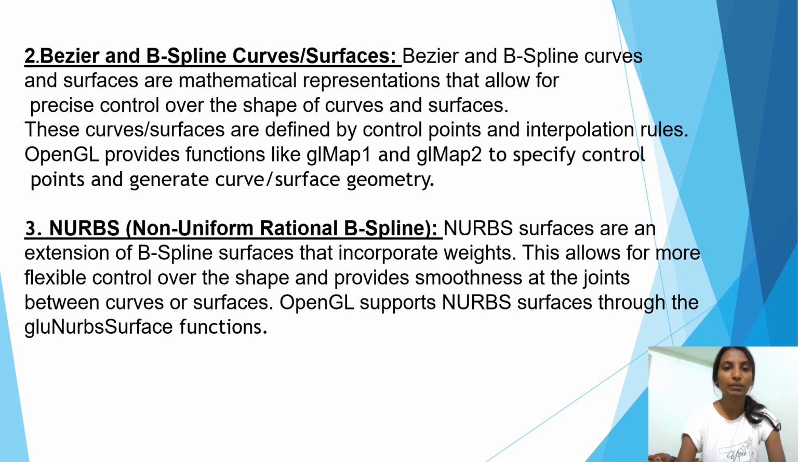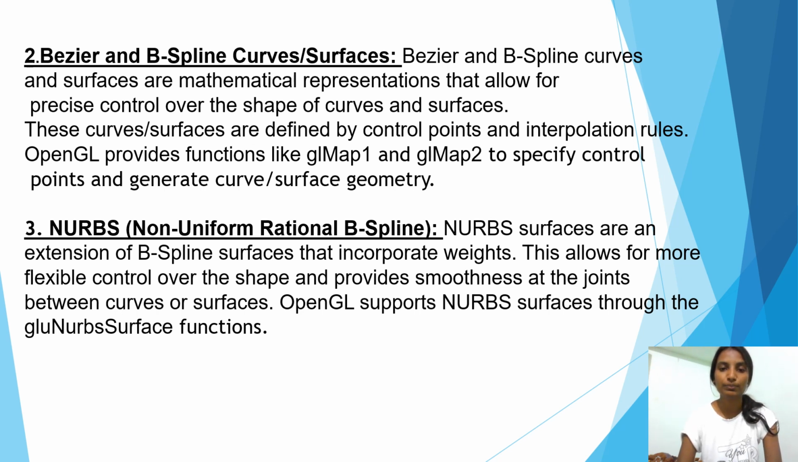Bezier and B-spline curves or surfaces. Bezier and B-spline curves and surfaces are mathematical representations that allow for precise control over the shape of curves and surfaces. These curves or surfaces are defined by control points and interpolation rules. OpenGL provides functions like glMap1 and glMap2 to specify control points and generate curve or surface geometry.